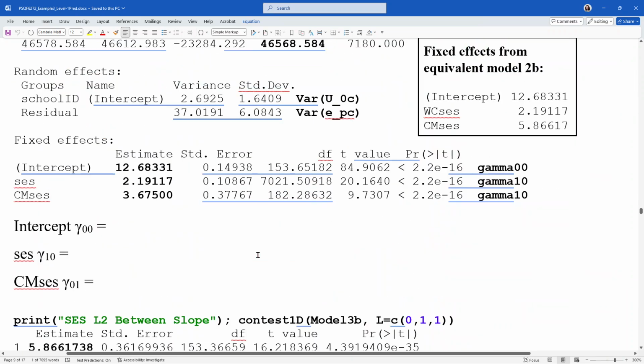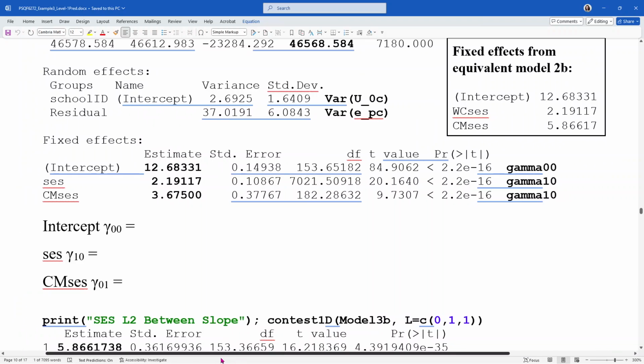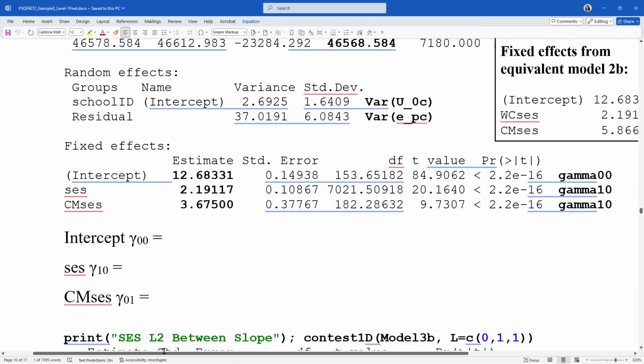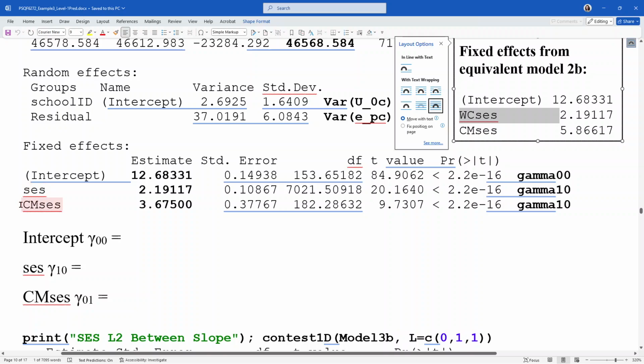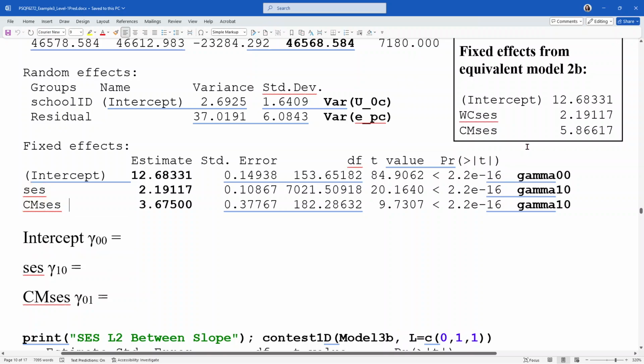So the output, after adding in the cluster mean: we can see these 3 numbers versus these 3 numbers. The cluster mean centered model returns a within cluster effect and a between cluster effect. The constant centered version of the same model now returns a within effect, 2.19 in both spots, even though the variable that it multiplies is different. And at level 2, even though it's CM SES in both places, it has a different interpretation.